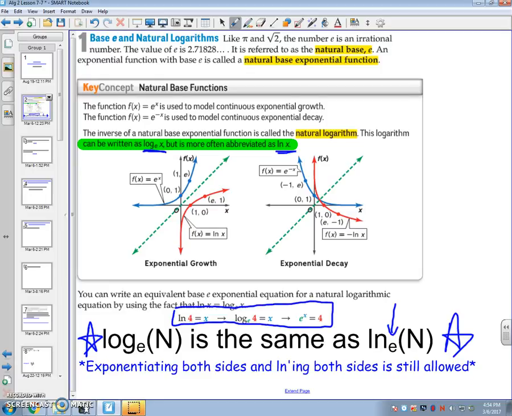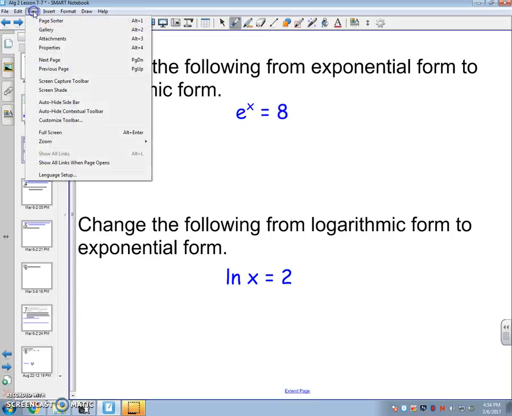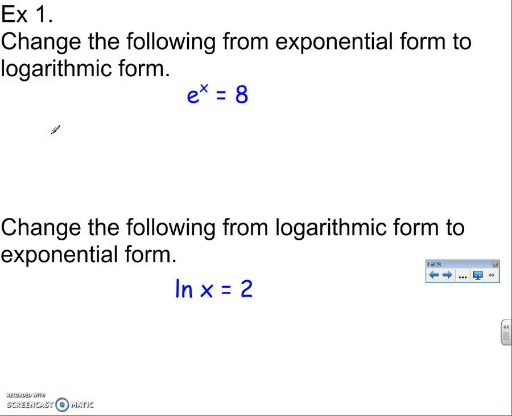And exponentiating both sides and ln-ing both sides is still allowed. Or logging both sides is still allowed. Right, so like before, it's just a new base, but the same things apply.